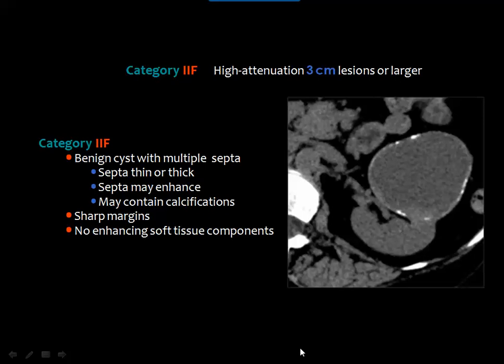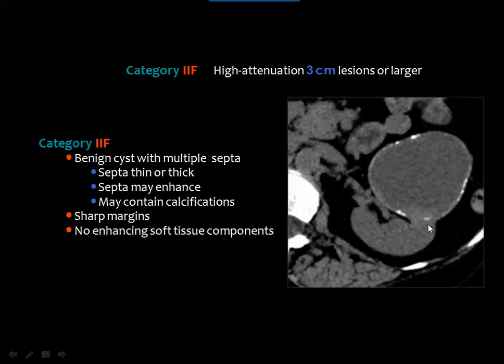And category 2F includes that the cyst will contain more septations and may contain calcium. Then the cyst has sharp margin and there is no enhancing soft tissue component.